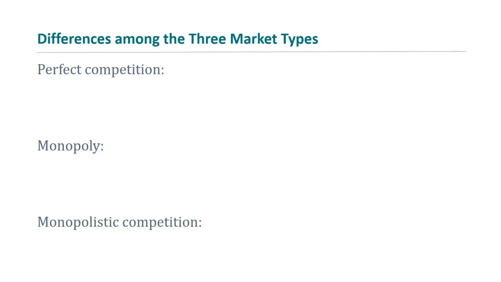In the previous video, we introduced a third type of market, called monopolistic competition. And we talked about how monopolistic competition has some features similar to perfect competition and other features similar to monopoly. Now, what are the differences in terms of market outcomes?